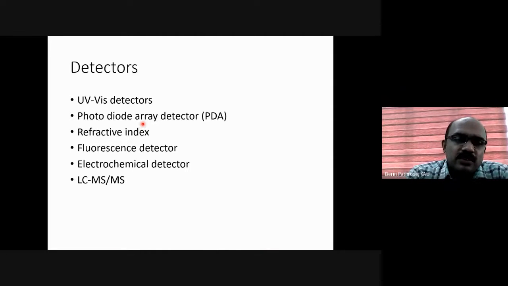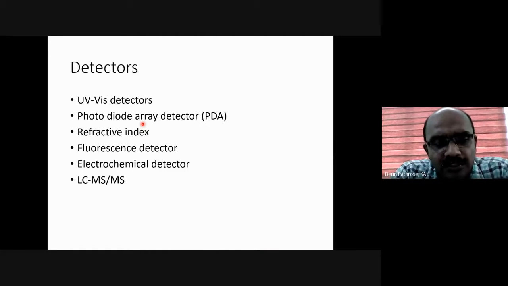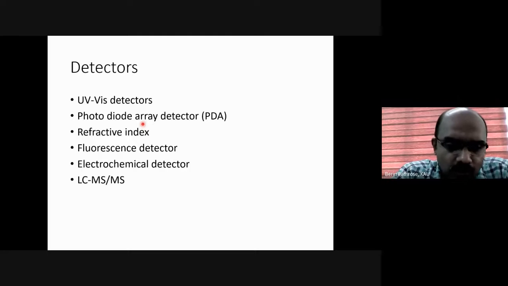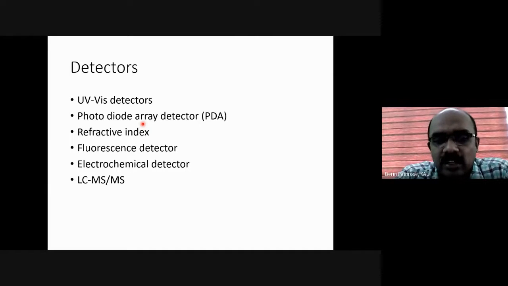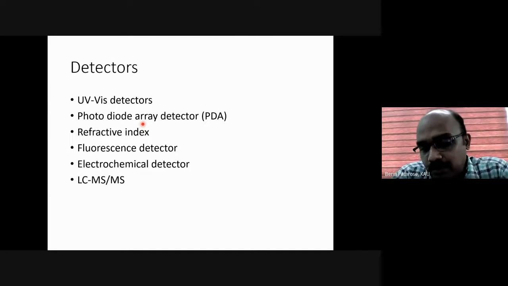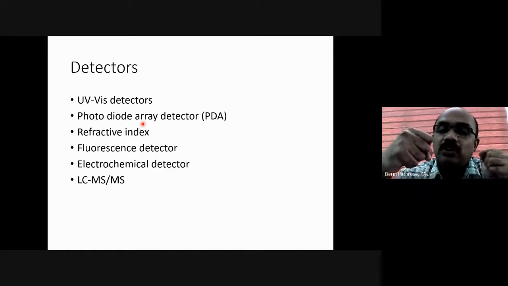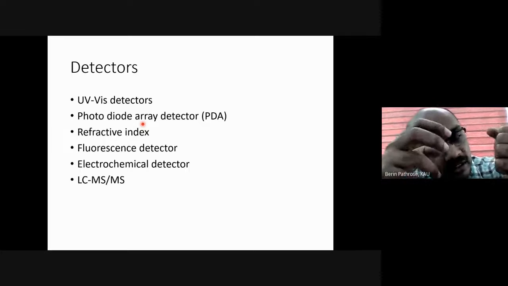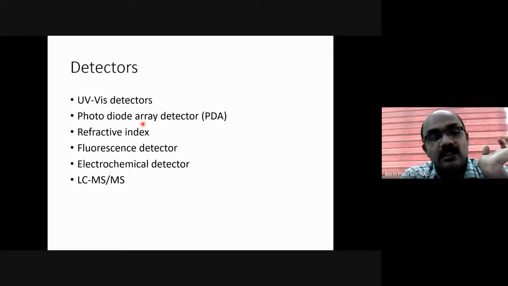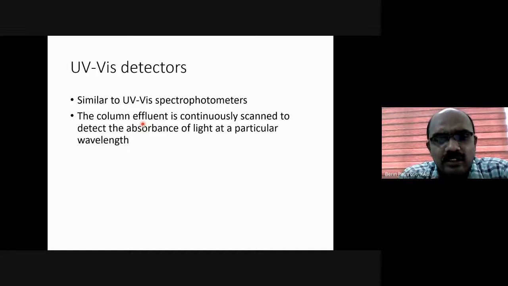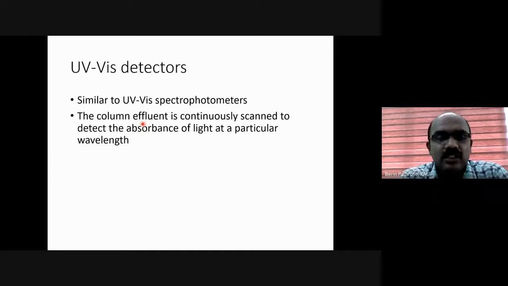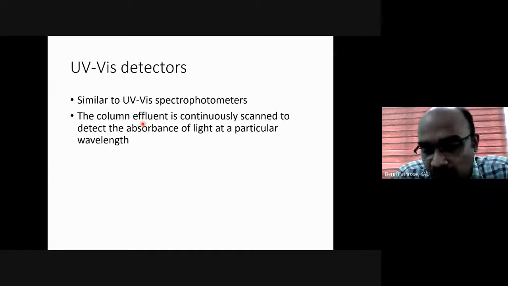Yes, sir. Then comes the detector. We have UV visible detector, photodiode array detector, refractive index detector, which we call the RI detector, fluorescence detector, electrochemical detector, and LCMS, just like GCMS, mass spectrometry also. At the end of the column, if we connect a mass spectrometer, we have LCMS. So we'll quickly see one by one. It is comparatively easy compared with GCMS.